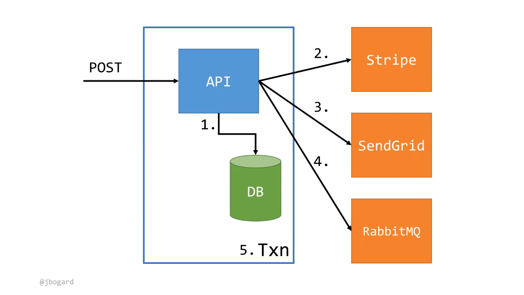We've got a call to the database to go get your customer details and save your order. So just say that's effectively one call. We have calls to third-party providers and third-party systems: a call to Stripe, a call to SendGrid, and a call to RabbitMQ. And then finally, around the entire database activity is a transaction. So let's see, call by call, what happens when each of these calls fails.